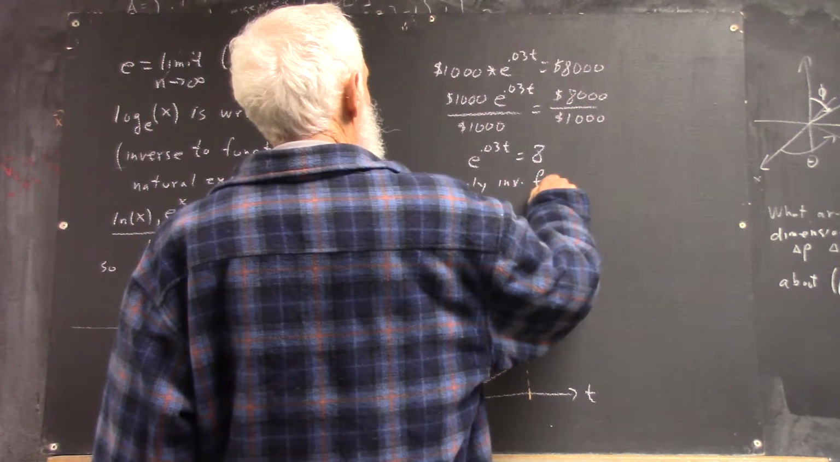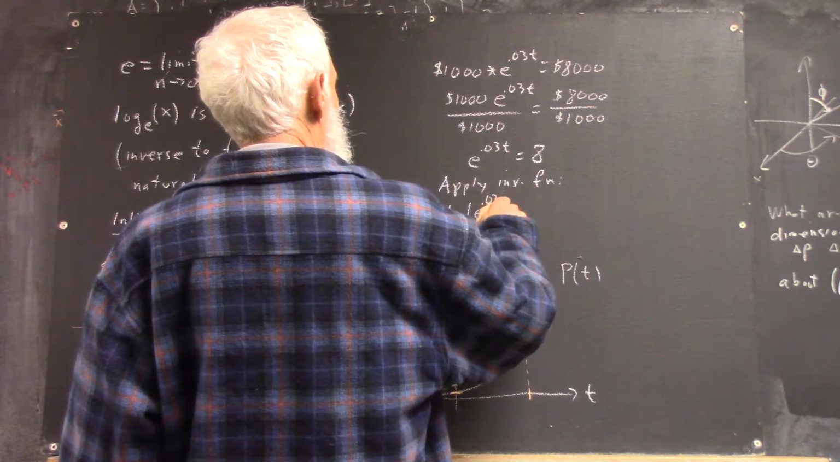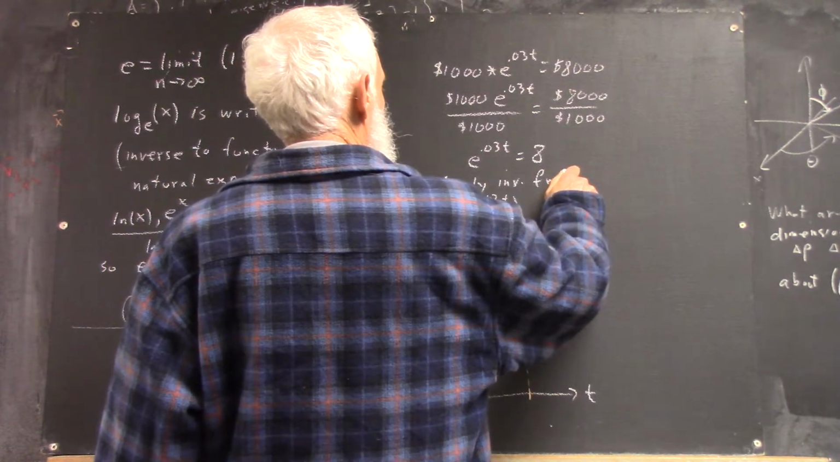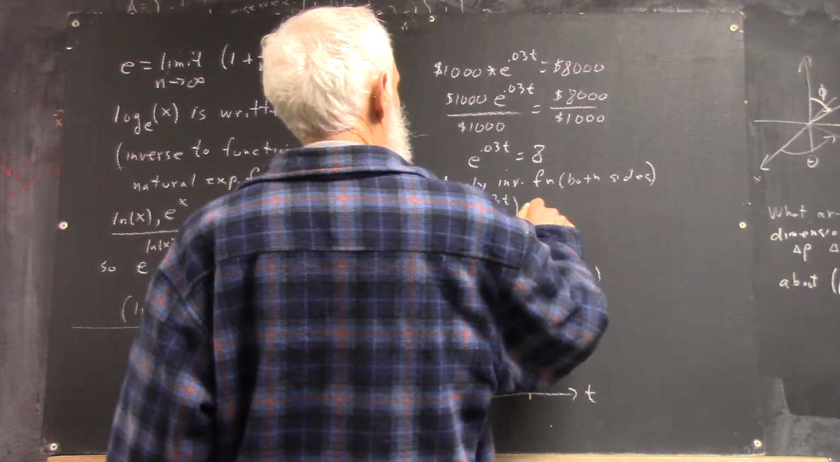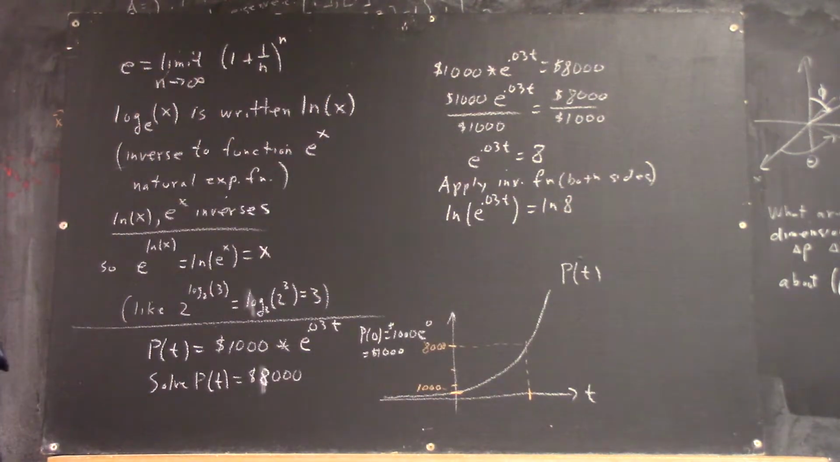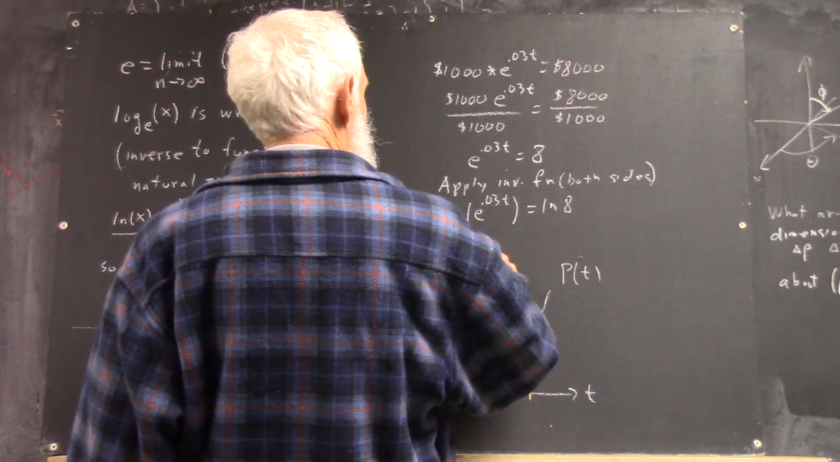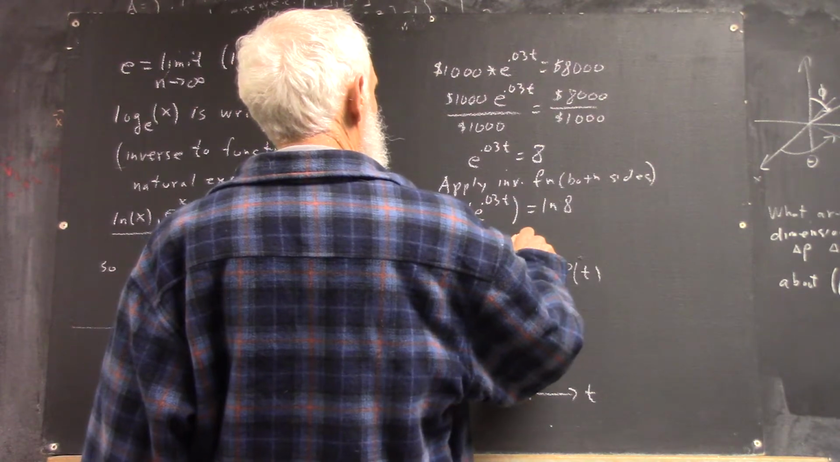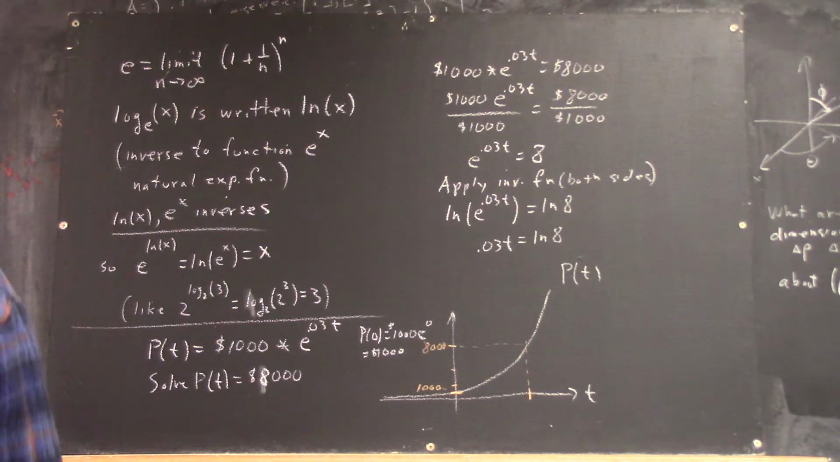So we apply the inverse function, natural log of e to the 0.03t, and we do this, of course, to both sides, equals the natural log of 8. Okay? When we apply the inverse function, we end up with just 0.03t equals the natural log of 8. Natural log of 8 is a little more than 2. It's like 2.2 maybe. Okay?